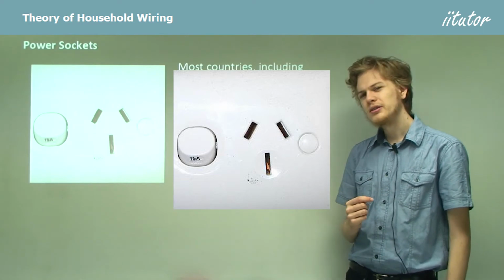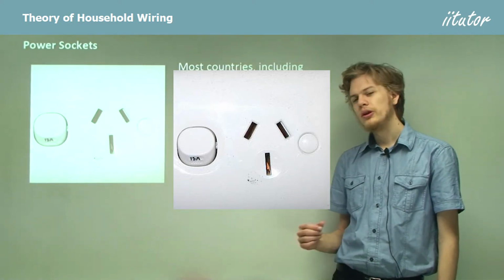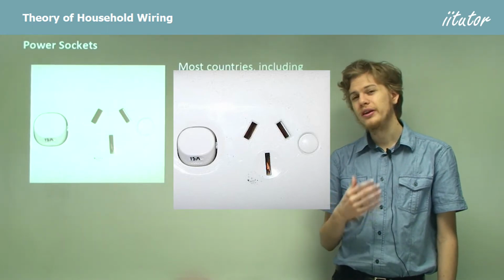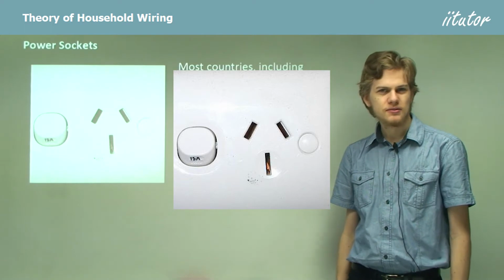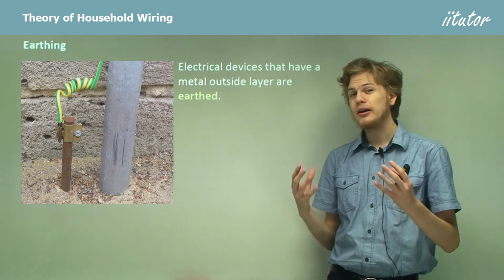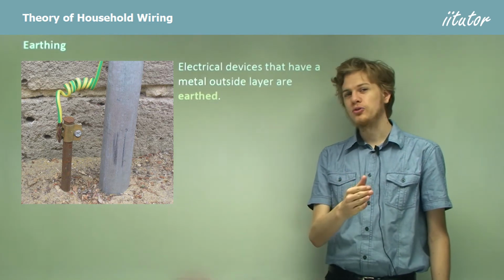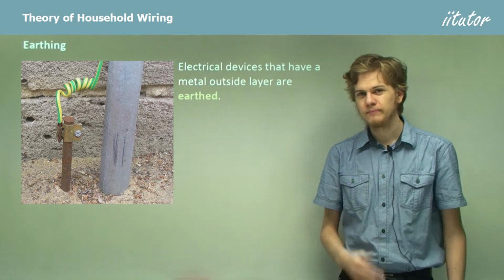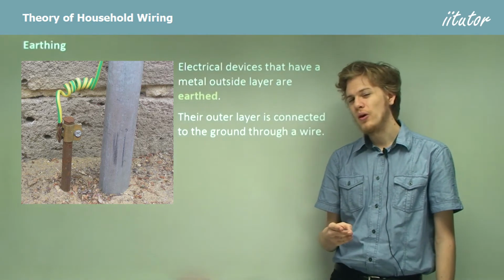But why is there a third socket? Well, the bottom contact is what we call the ground or the earth contact. So what's the purpose of this? Well, electrical devices that have a metal outside layer are earthed. They're connected to this ground contact or this earth contact. Their outer layer is connected to the ground through a wire.